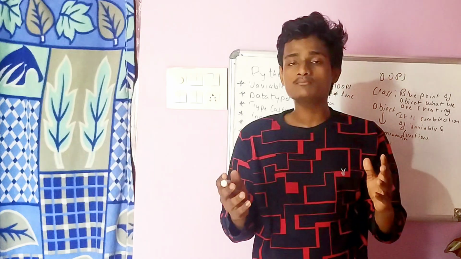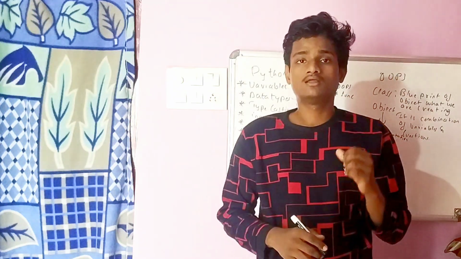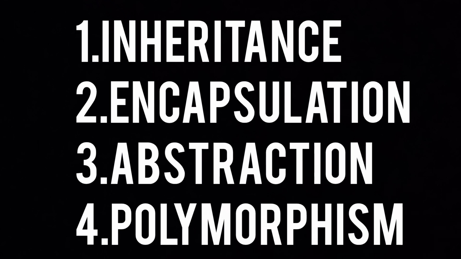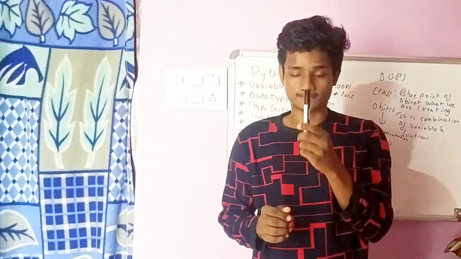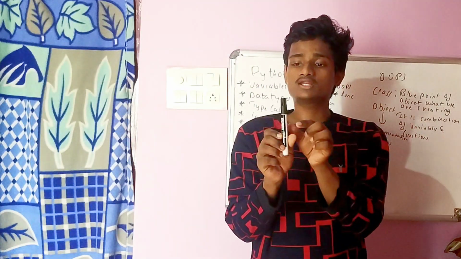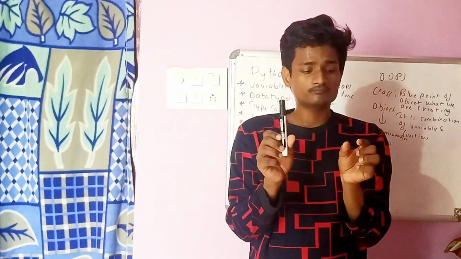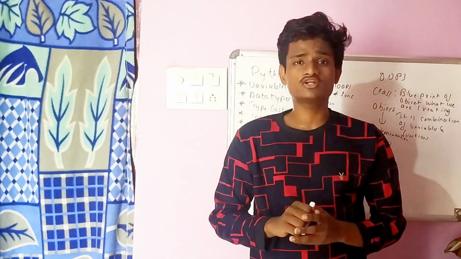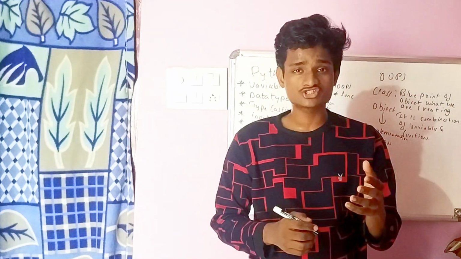So the four building blocks in the object oriented programming language are inheritance, encapsulation, abstraction, and then polymorphism. Let me explain with this simple example, a marker. If you take this marker, now I want to create a newer or advanced version of this marker. Now if I want to create the advanced version of it, do I have to start from scratch?